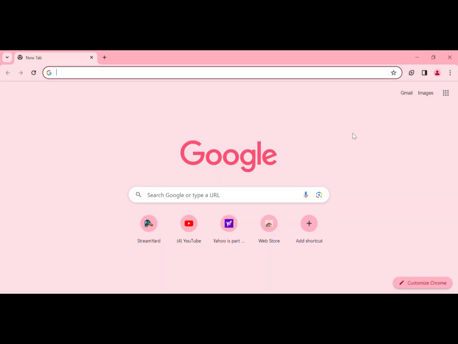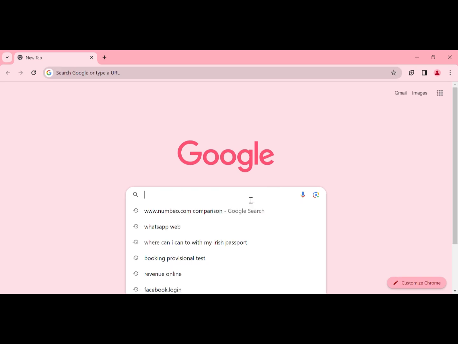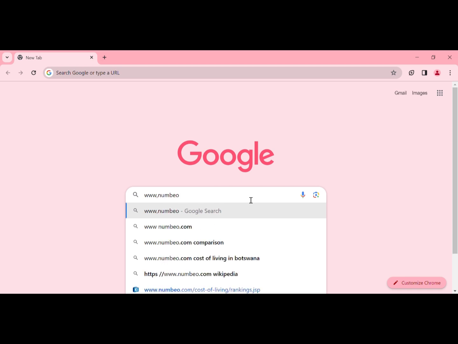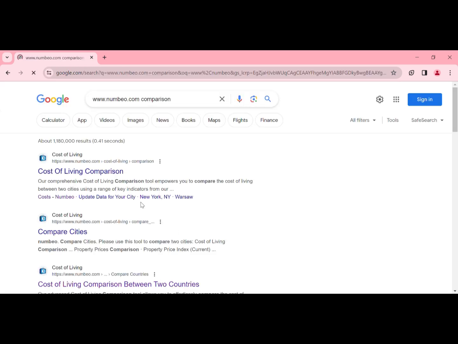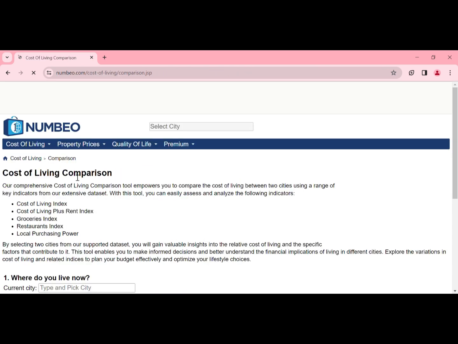Okay, guys. So we just have to go to www dot Numbeo.com. So you can see comparison .com, so whatever you want. So I just go to comparison. It's basically the same thing. Okay, so cost of living, and that's how the interface looks like.